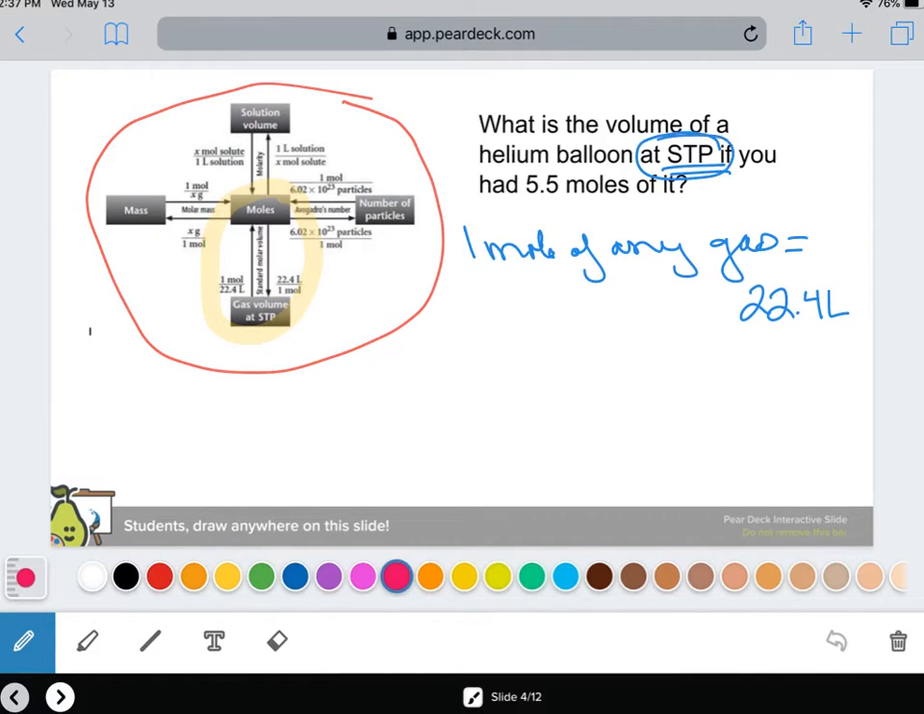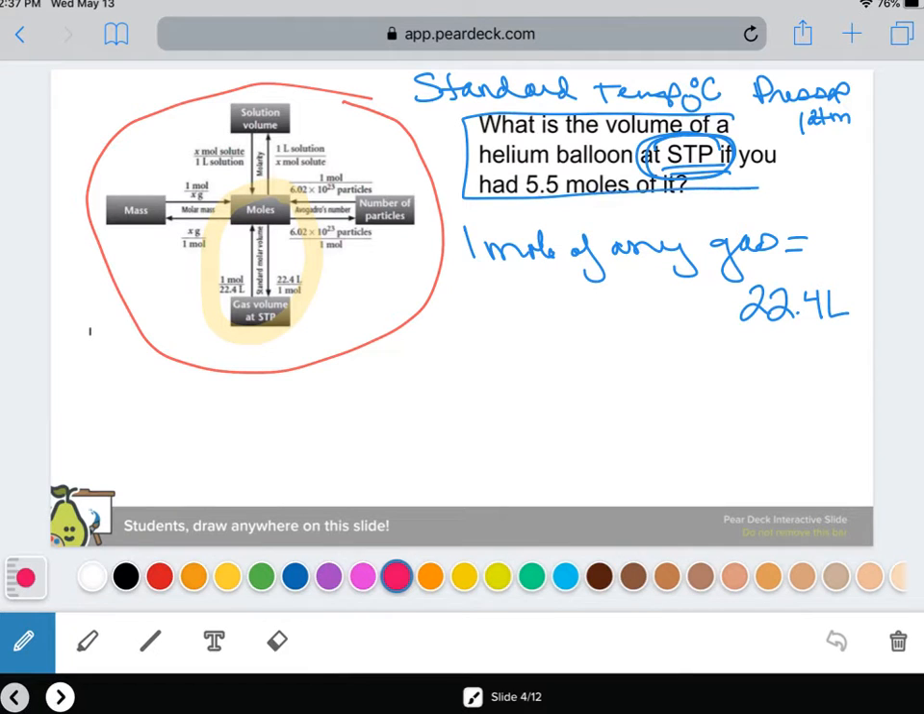And the conditions are that the gas has to be at STP, which stands for standard temperature, which is 0 degrees C, and pressure, which is one atmosphere, which is about the pressure that we have on us right now, atmospheric pressure in York, PA. So here's my problem.